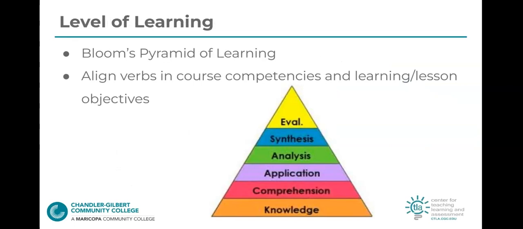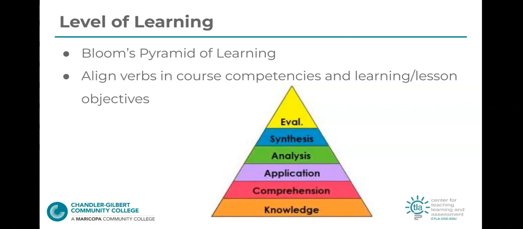Something else that I want you to think about when we examine our course competencies and write our learning objectives is to really focus on those Bloom's verbs. Learning objectives should be measurable, but they should also be in alignment with the level of learning indicated by the Bloom's verbs in the course competencies. What do we mean by that?